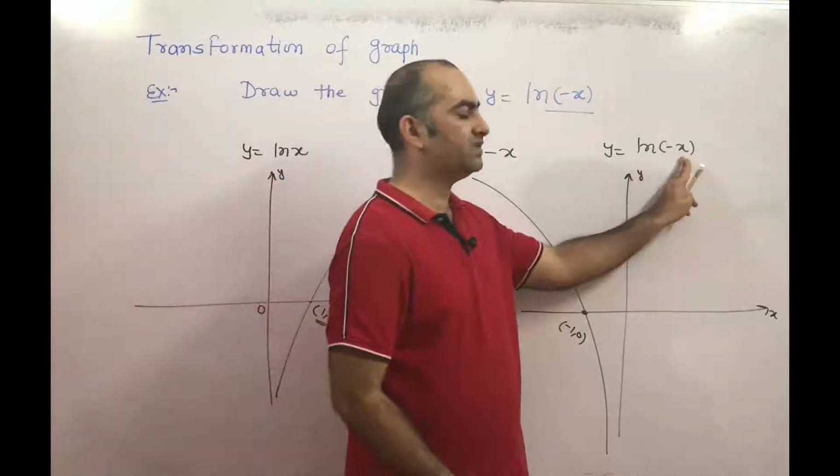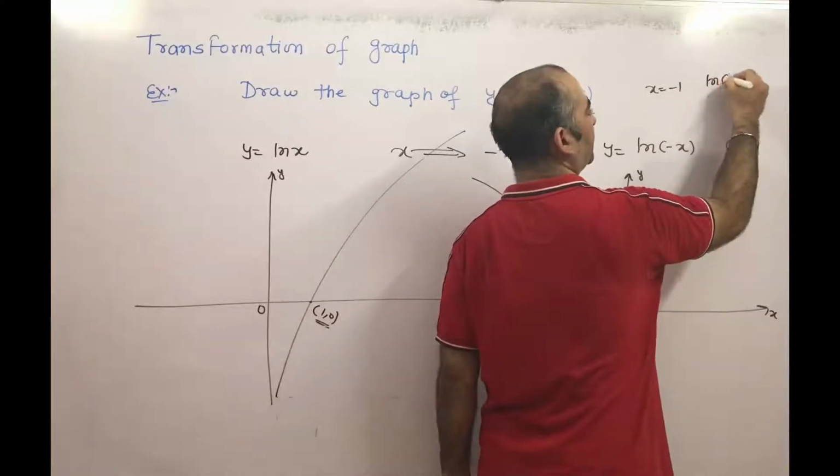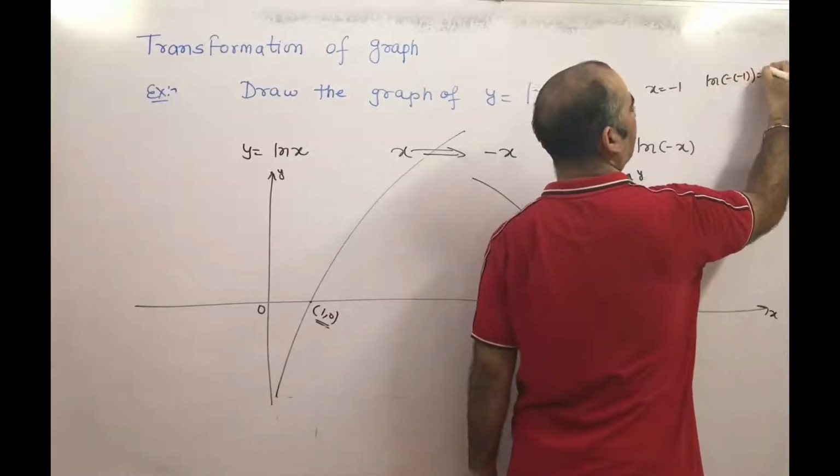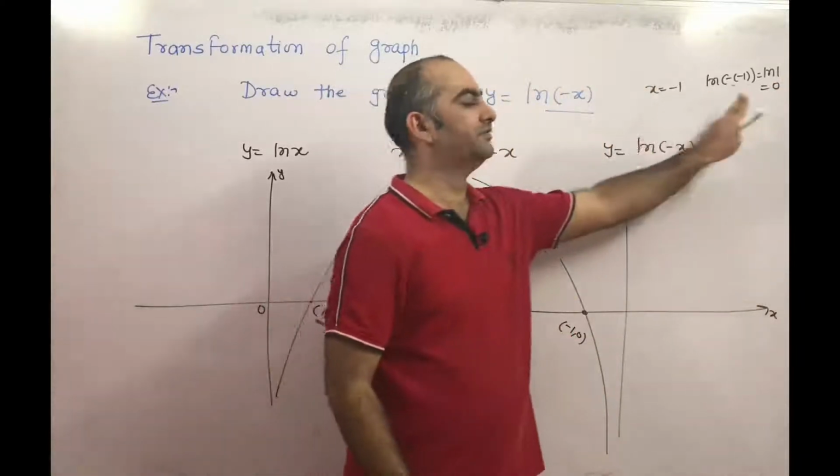If I put x equal to minus 1 here, so what will come? Ln of minus 1, so what will come? Ln 1. Ln 1 is what? 0. So at x equal to minus 1, we'll get 0.